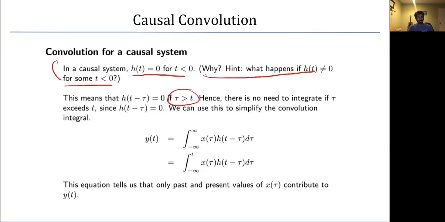So if the drag version is zero, anytime you know the drag version is going to be zero, you don't need to compute an integral over that because you know the integral is going to be zero. So you can actually simplify the convolution integral from this form to this form. And if I look at this expression here, you can see that this is causal. This is causal because only the past and present values of x of tau contribute to y of t.